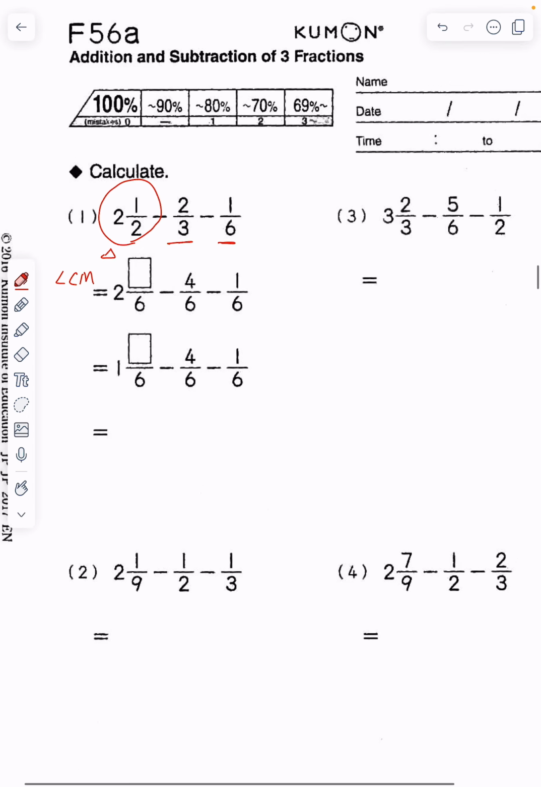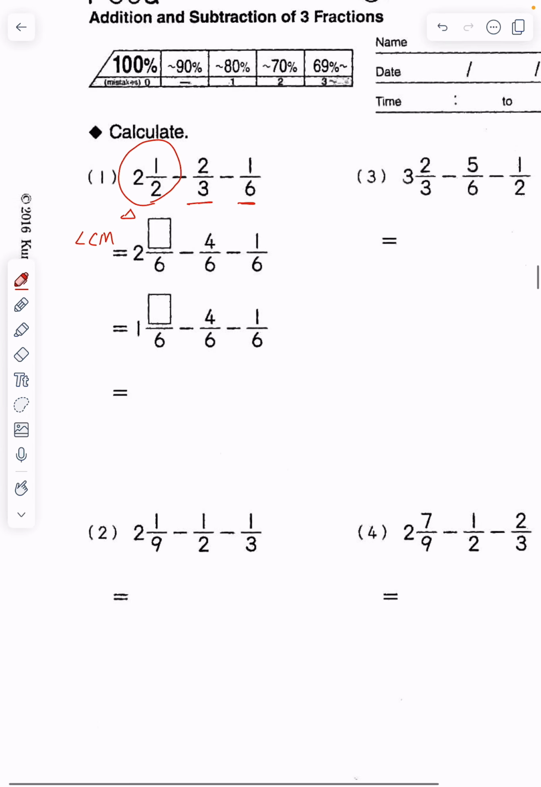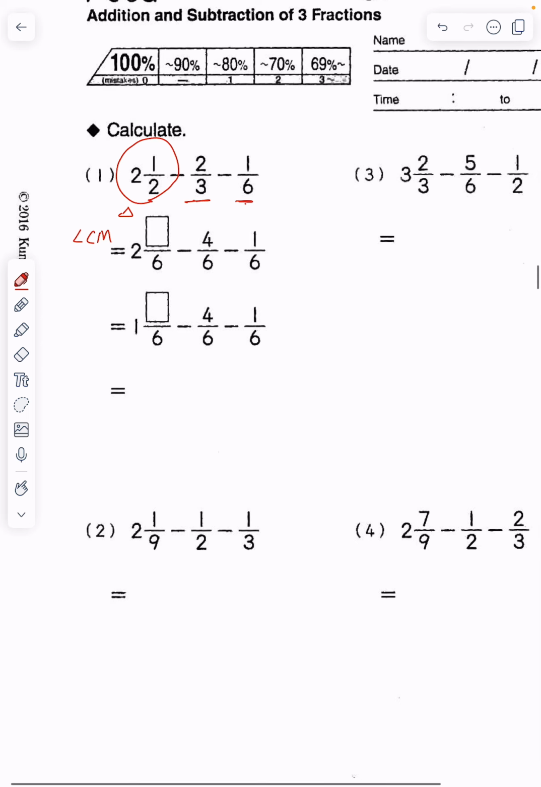So for question number 1 on page 56, we have the denominators 2, 3, and 6. The LCM is pretty easy, 6. The first step is to find a new numerator based on the denominator change. The new numerator is going to be 3, because 1 over 2 becomes 3 over 6. Then we find that this 3 is too small, because the 4 is bigger than the 3.